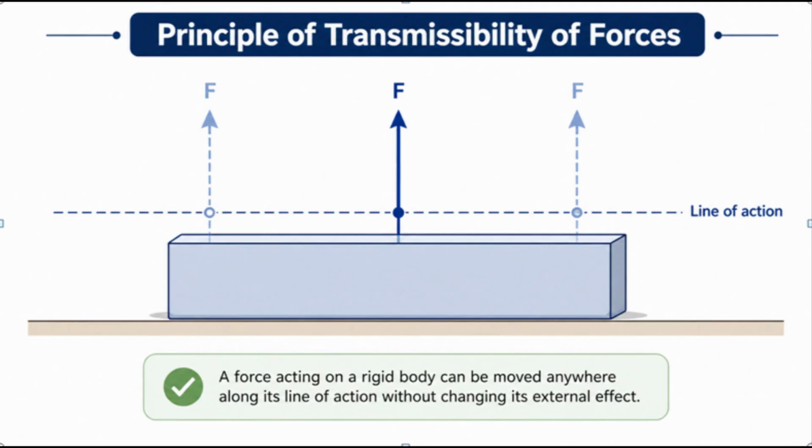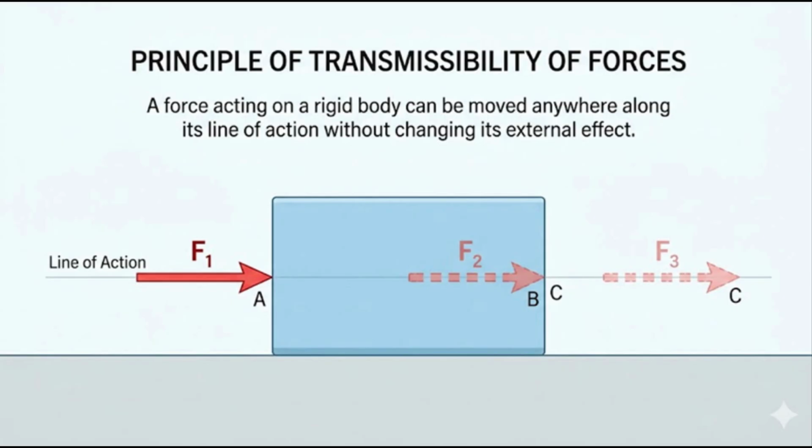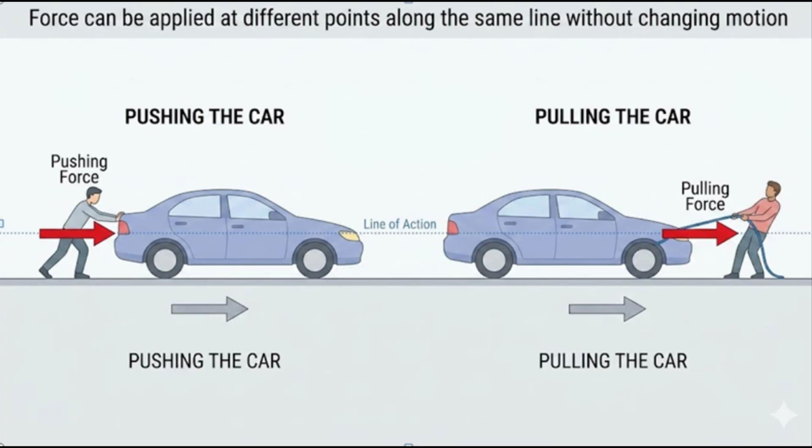Now let us understand the principle of transmissibility. It states that a force acting on a rigid body can be moved anywhere along its line of action without changing the external effect on the body. For example, a car can be pushed from the front or pulled from the rear along the same line, and the motion produced will be the same.